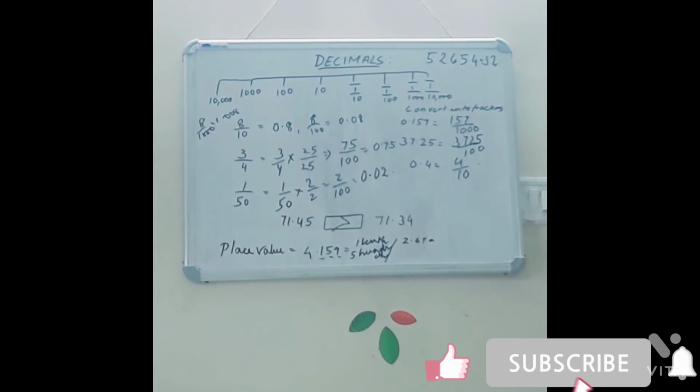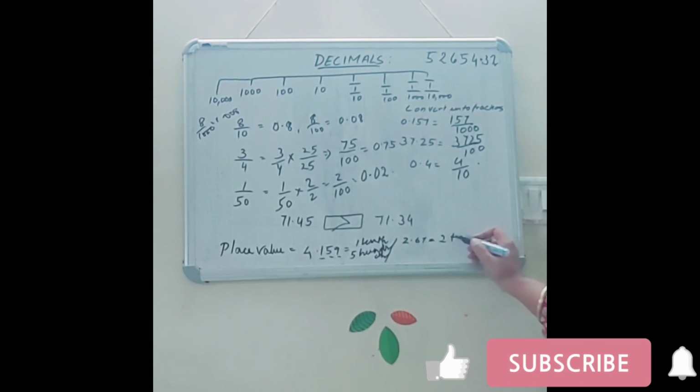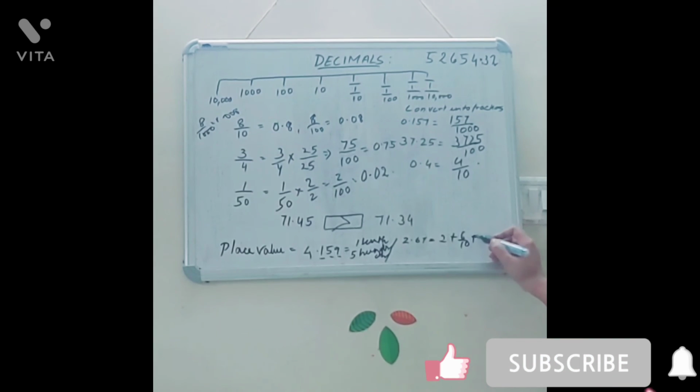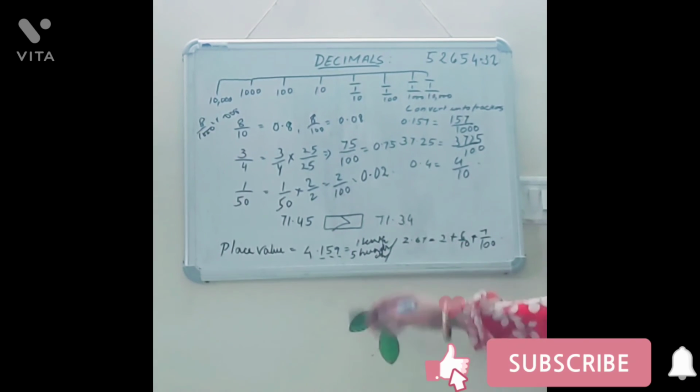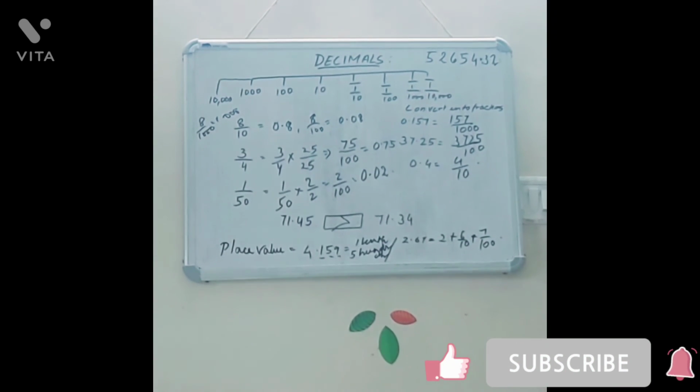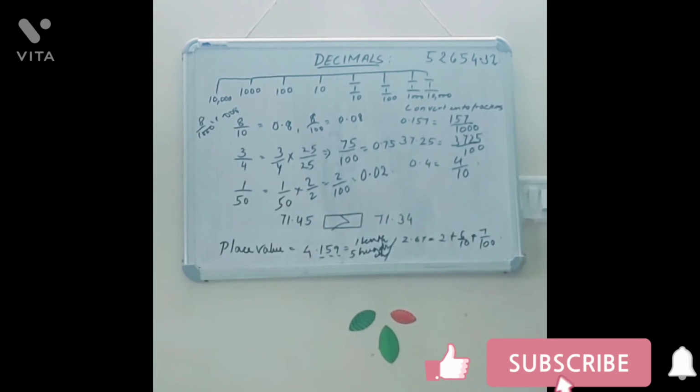In the same way, if we come here, 2.67, how will we expand it? We'll write 2 plus 6 by 10 plus 7 by 100. This is the expansion of decimal numbers. So if you want to expand it in words, you will write 4 ones plus 1 tenth, 5 hundredths plus 9 thousandths. And if you want to expand in numerals, this will be 2 plus 6 by 10 plus 7 by 100. I hope this decimal system is clear. You like this video and kindly subscribe and share. Thank you so much for watching.